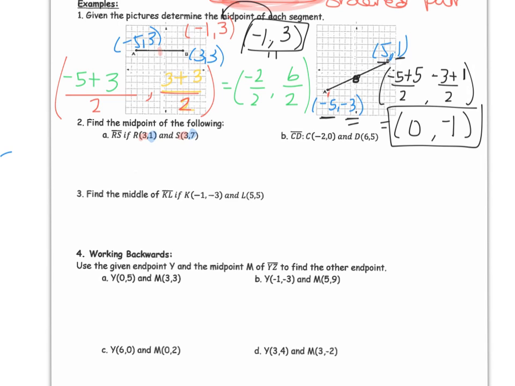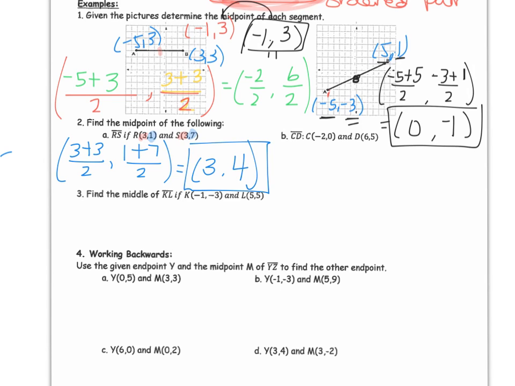An ordered pair, x always comes first. So it's 3 plus 3 over 2, comma, 1 plus 7 over 2. I'm just following the formula. So now I'm going to clean it up. 3 plus 3 is 6. 6 divided by 2 is 3. 1 plus 7 is 8. 8 divided by 2 is 4. So my midpoint is 3, 4.